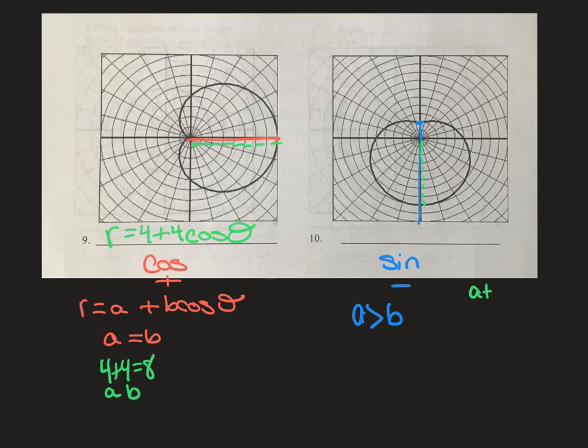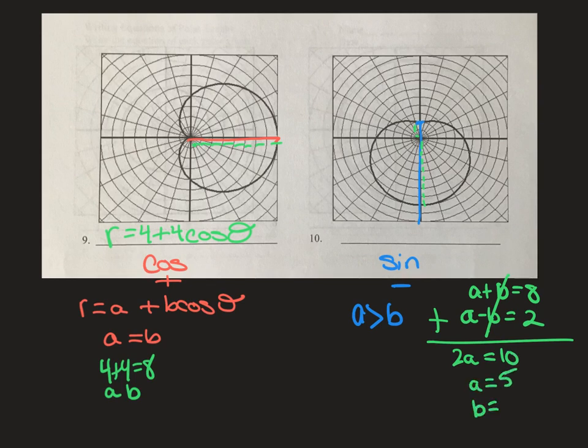So a plus b has to equal 8. And the short side is 2 long. So since a is bigger, a minus b is going to equal 2. Add these two equations up. The b's cancel out. 2a equals 10. A equals 5. So that means b is 5 minus 2, which is 3. So our equation is going to be r equals 5 minus 3 sine theta.